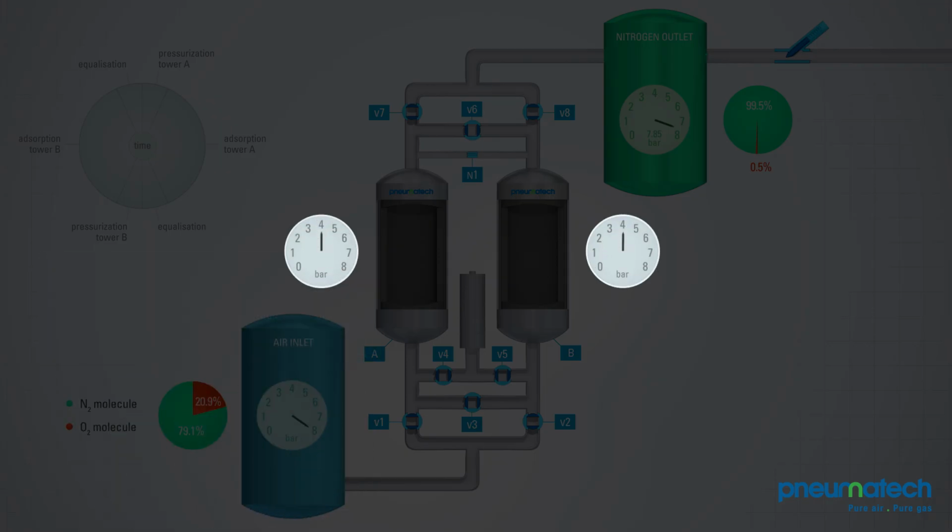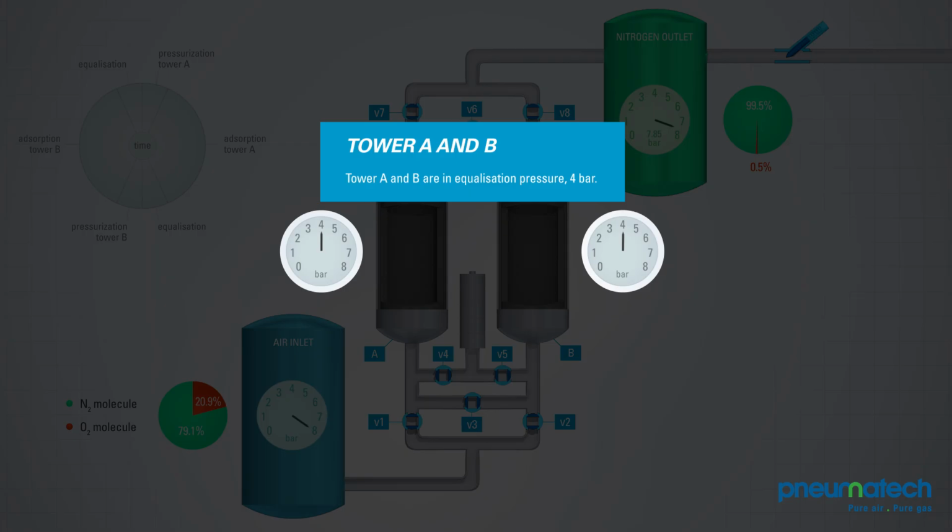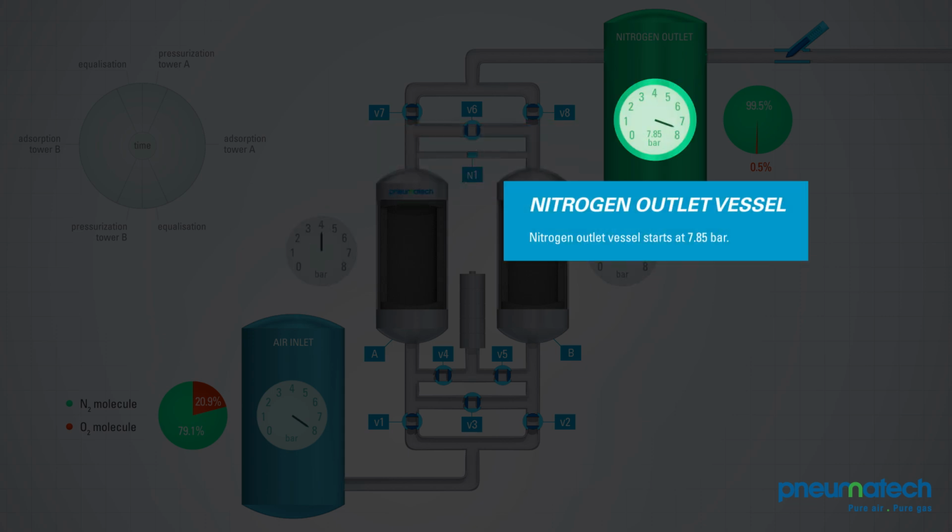After the air inlet vessel, we enter the nitrogen generator with its 2 adsorption towers A and B. At the start of our animation, both towers are at equalization pressure of 4 bar, half the pressure of the air inlet vessel. As the generator absorbs the oxygen molecules, nitrogen, our end product, enters the nitrogen outlet vessel, currently filled with nitrogen at 7.85 bar. In this case, 0.5% of the oxygen molecules were not adsorbed, resulting in a purity of 99.5%.